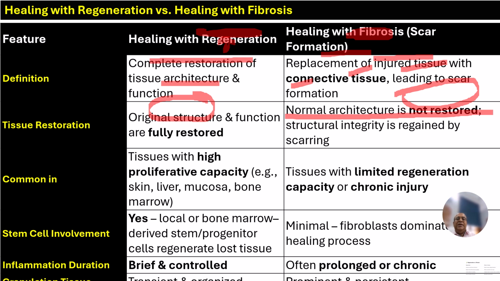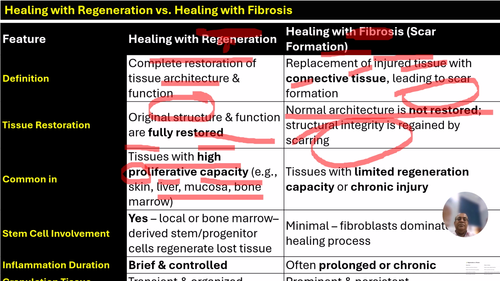Regeneration is common in tissues with high proliferative capacity such as skin, liver, mucosa and bone marrow, while fibrosis is common in tissues that have limited regeneration capacity, or when there is chronic type of injury. In healing with regeneration, there is involvement of stem cells. These stem cells can be local or they arrive from the bone marrow, and they derive from stem cell progenitor cells, and they are responsible for regeneration of the lost tissue.